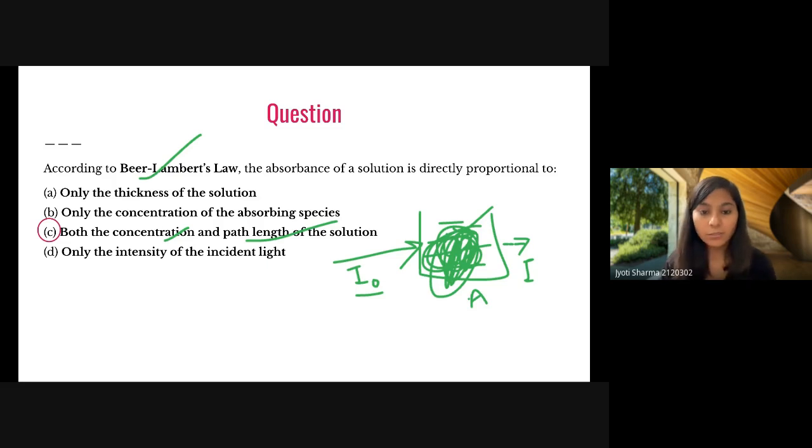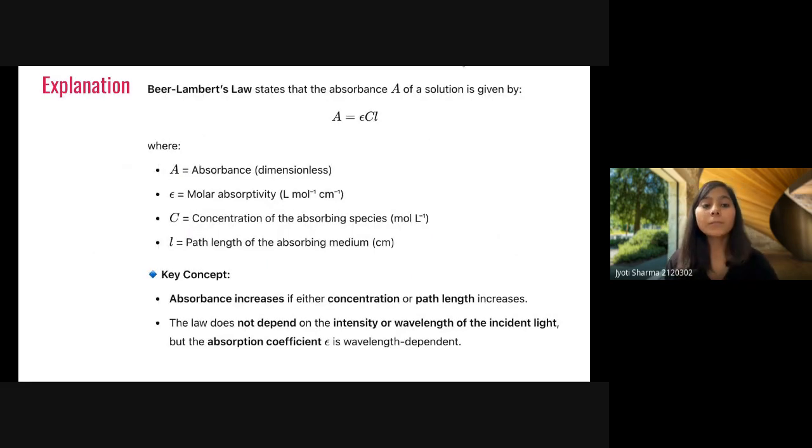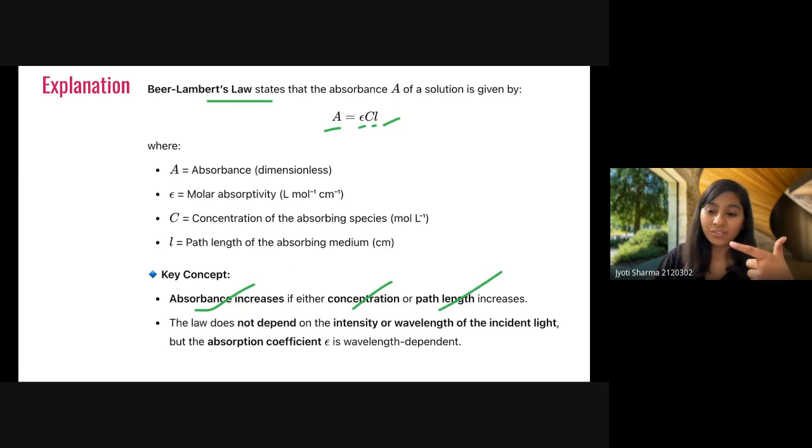Let me show you this. According to Beer-Lambert law, absorbance is equal to epsilon multiplied by the concentration of the absorbing species, and L is the path length of the absorbing medium. And this is how you can calculate. The key concept is that absorbance increases if either concentration or path length increases. So if we have some solution, we can calculate the concentration based on how much light has been absorbed by that particular solution. This has been given by the Beer-Lambert law. Okay.